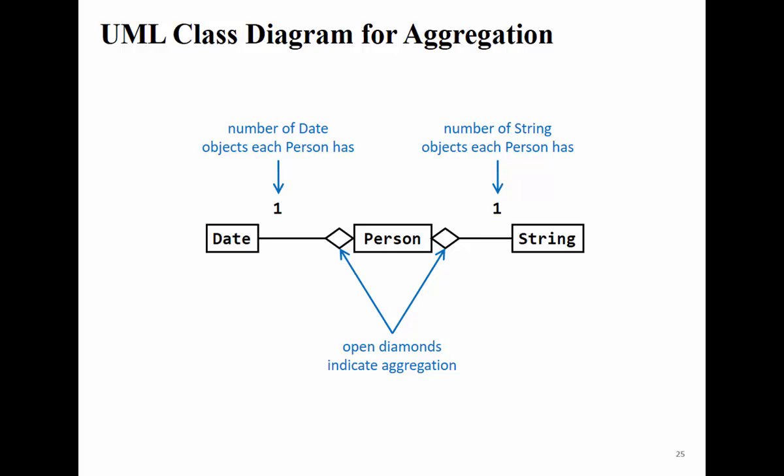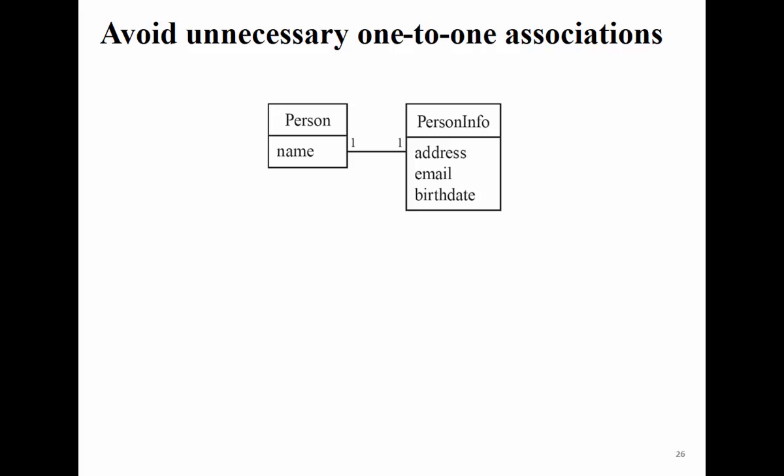Here is an example. We say that the UML class diagram for the aggregations, we have the date object each person has, and the name each person has, and we have the open diamond to indicate the relation is aggregation relation. So whenever you decide to implement a relation between two classes, this is a hint: avoid such kind of relation, one-to-one relation.